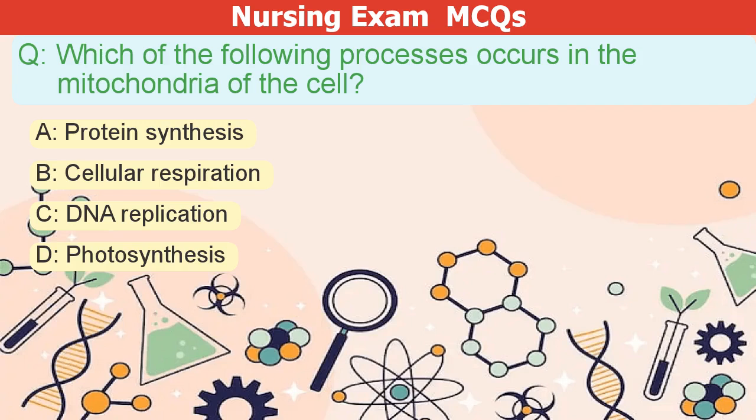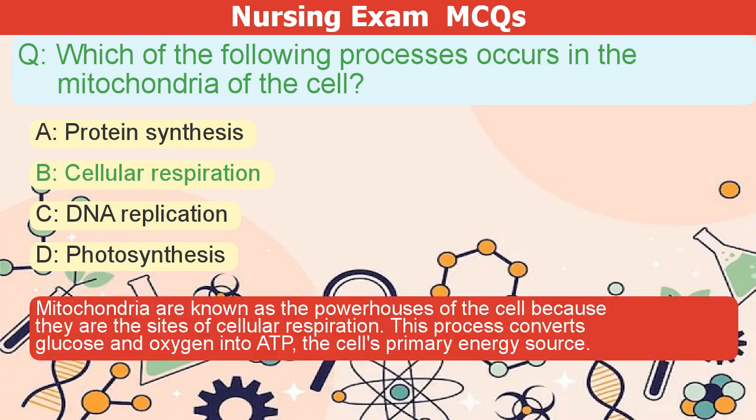Which of the following processes occurs in the mitochondria of the cell? A. Protein synthesis. B. Cellular respiration. C. DNA replication. D. Photosynthesis. The correct answer is B. Mitochondria are known as the powerhouses of the cell because they are the sites of cellular respiration. This process converts glucose and oxygen into ATP, the cell's primary energy source.